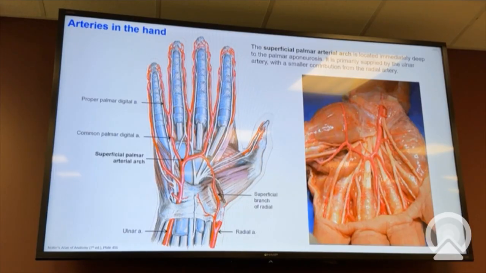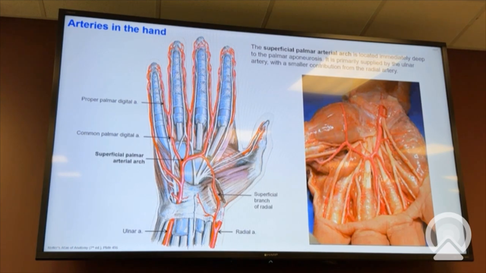All right, we did it. So we talked about the muscles. Let's move on to the arteries. So the arteries in your hand: we have two arteries in the forearm that you remember from the last lecture, the ulnar artery on the medial side and the radial artery on the lateral side. For the hand, they actually will form two loops or arches, two arterial arches.